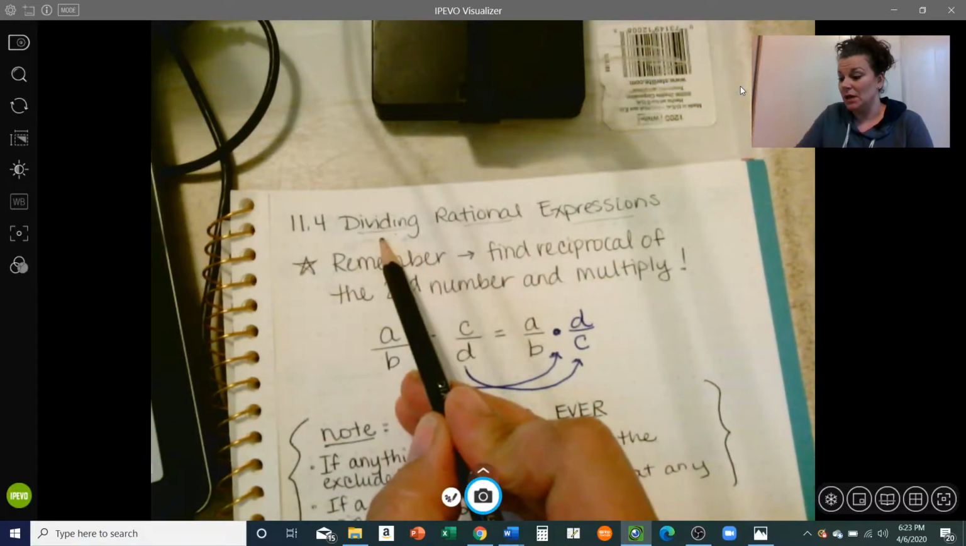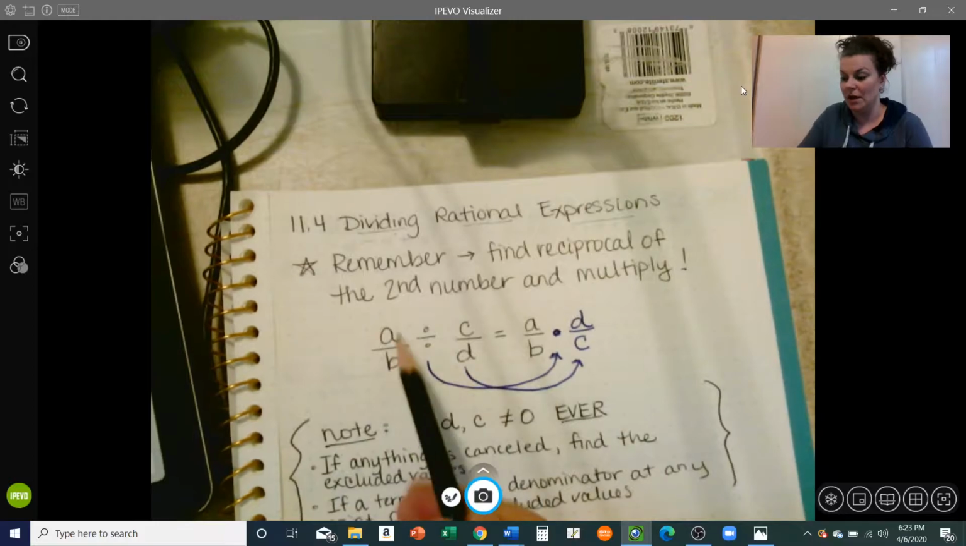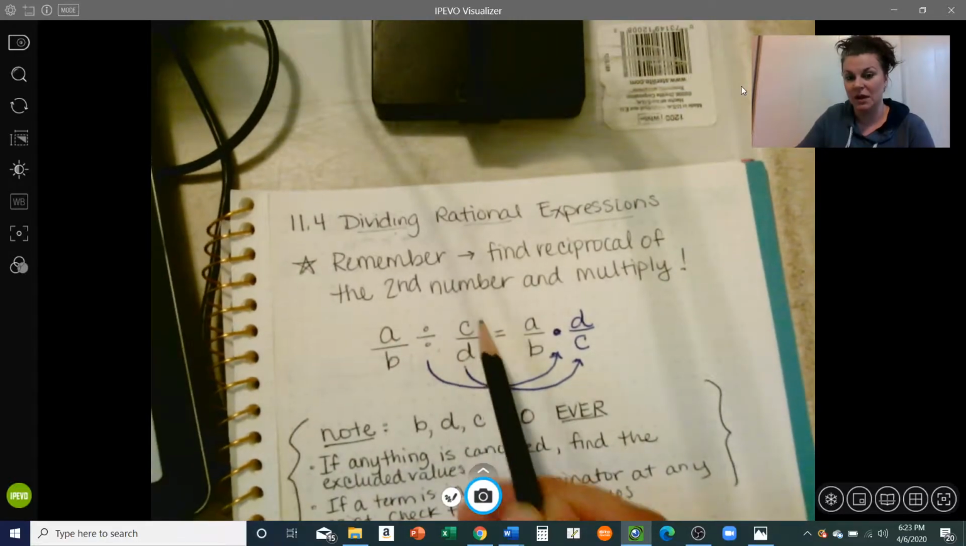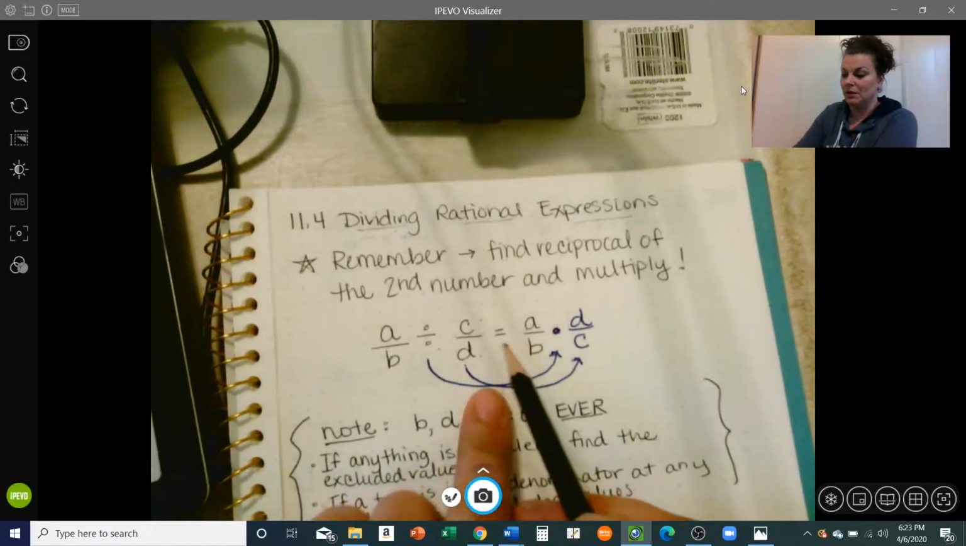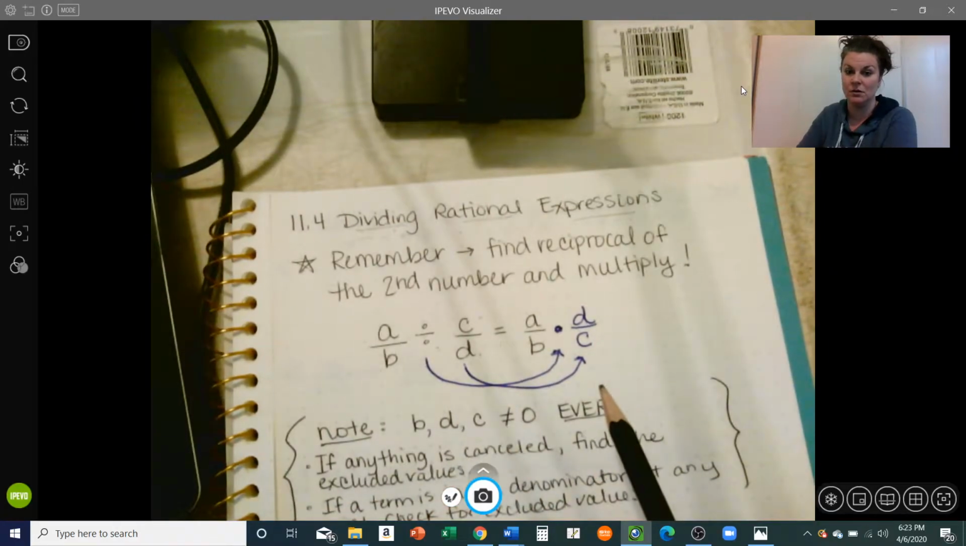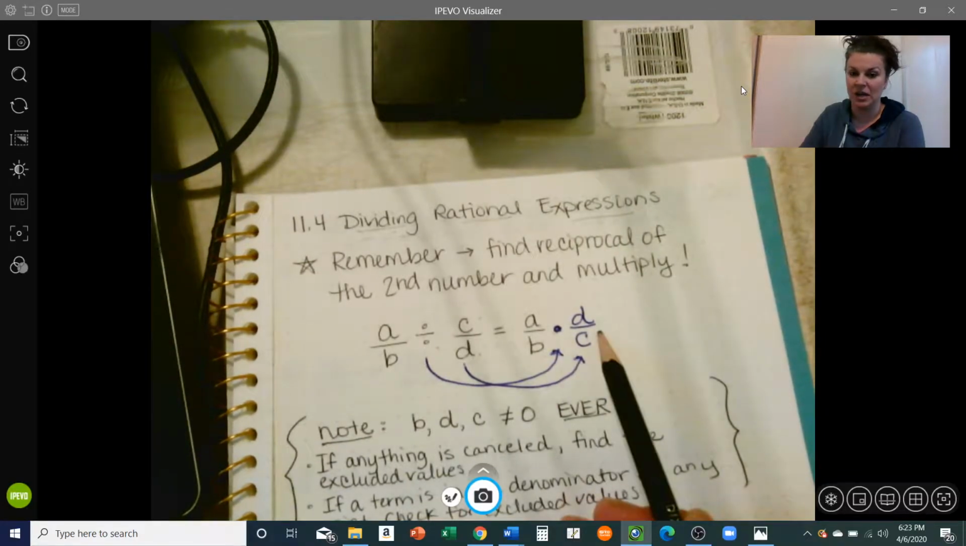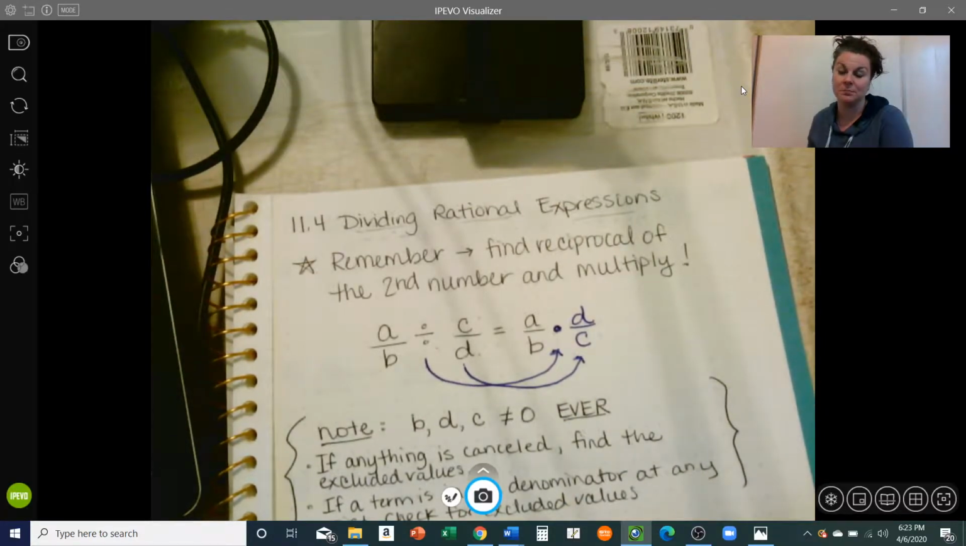So we did multiplying in 11.3. Remember, dividing is just like multiplying, except we have to flip the second number, and then we just multiply like normal when we're using a fraction. So if I have a over b divided by c over d, that's the same as a over b times d over c. So all I do is change this to multiplication and flip my fraction.